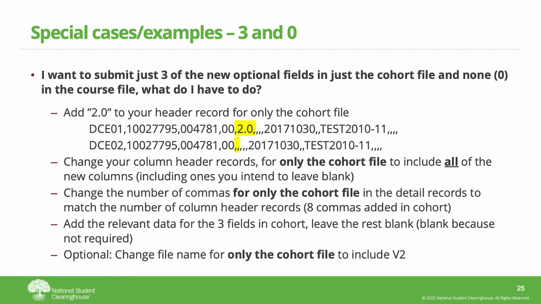So in this, again, you're going to change your column header records for only the cohort file to include all of those new columns and change the number of columns for only the cohort file. And then add the relevant data for the 3 fields in the cohort file, leaving the rest blank. And again, optionally, I can change the file name for only the cohort file to include version 2. Again, because I'm not actually going to upload any of this information in the course file, I can remain as it was already and not do any changes.